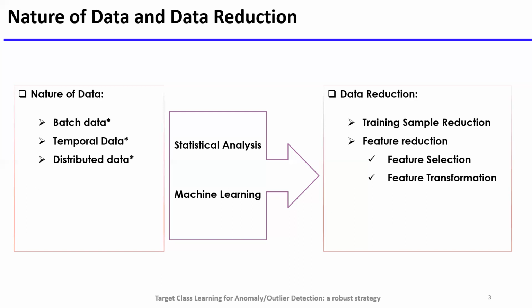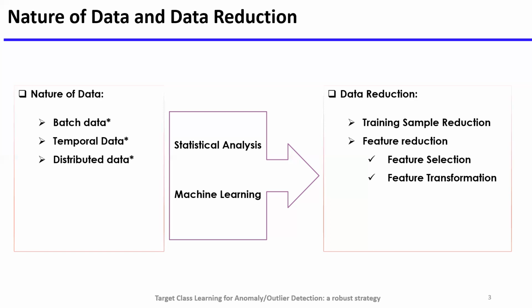Okay, so if we talk about data reduction techniques, one may be the selection of the most promising samples responsible for representing the target class in a better way. The second one is that we may also reduce the features of the target class so that those reduced features will explain the target class in a better way.